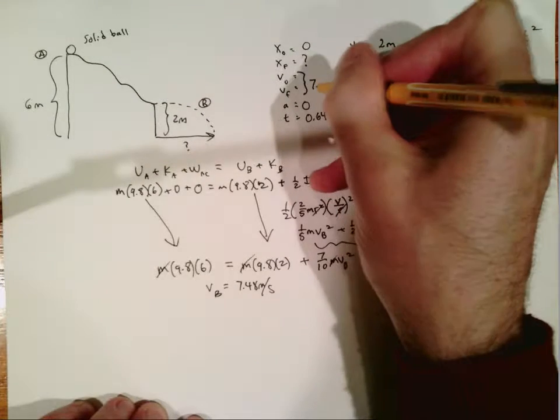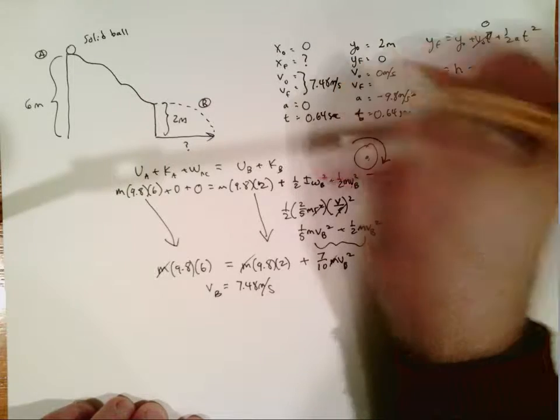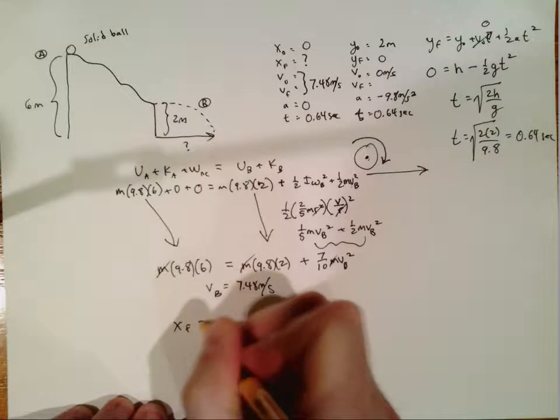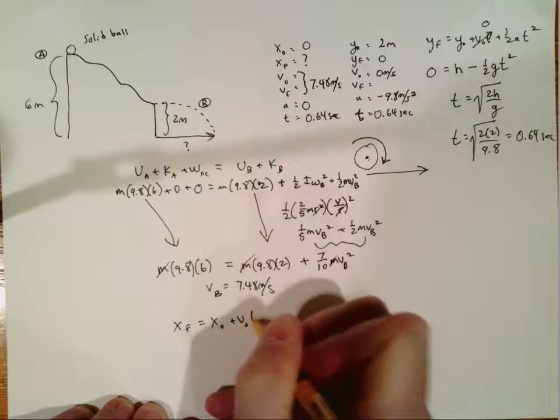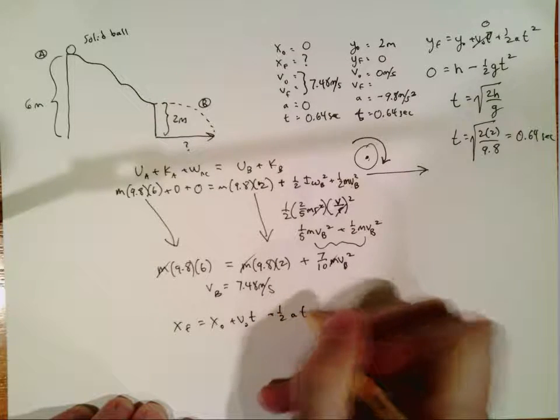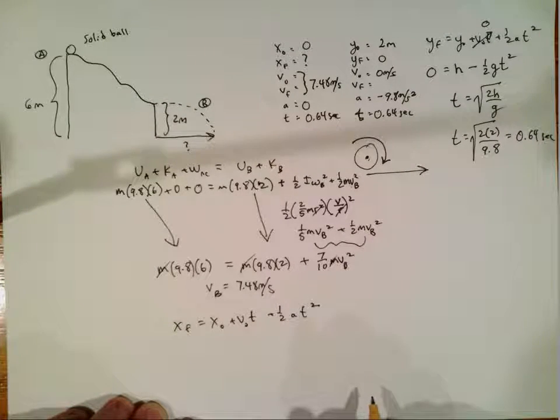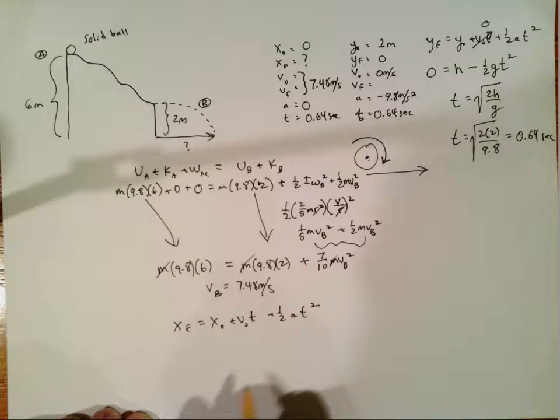That's what we needed for our x data table. And so now we can use this equation, xf equals xo plus vot plus 1/2 at squared. That's really the only equation you ever need for the x direction. It's the one I always use.